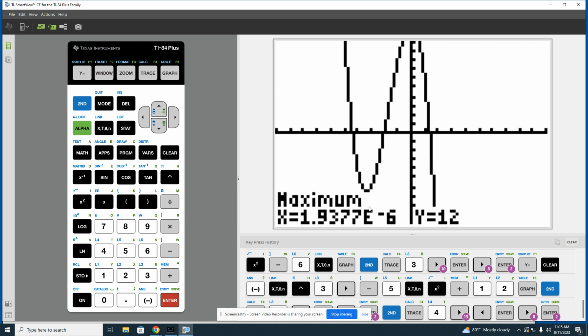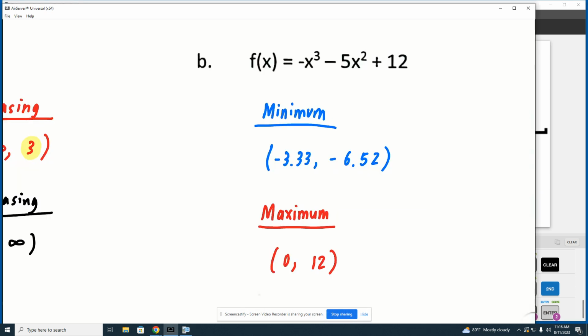Guys, if this is really 0.000001937, what's the actual value? 0. What Adam got when he did his. Now, I don't know why his gave him 0 and mine gave me 1.9377 times 10 to the negative 6. But either way, when you see this e to the negative something, it means that your value there is 0. Please remember that. Your calculator does that all too often. Now, what's the y value? 0.12. So, my minimum is negative 3.33, negative 6.52, and my maximum is 0, 0.12.